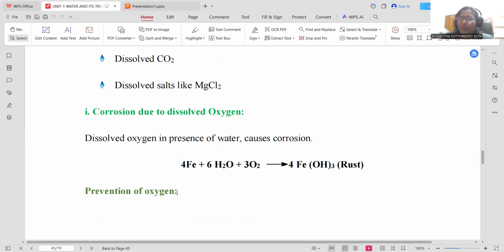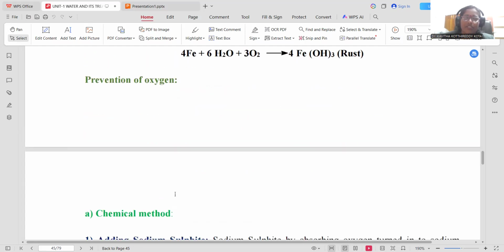Then how can we prevent oxygen in that water? Though water is there, only if oxygen is present is rusting possible. If oxygen is absent, then there is no provision for the rusting process. In order to avoid that, some preventive methods are described here.